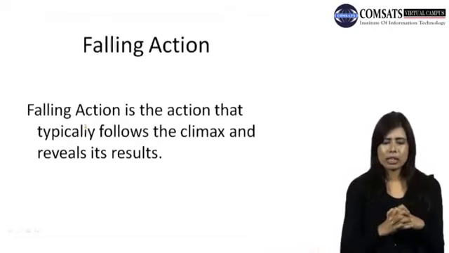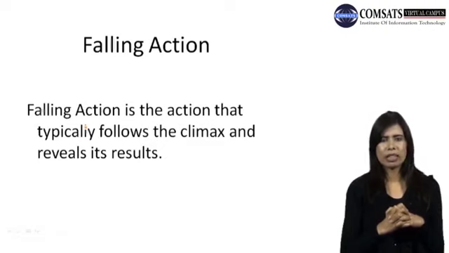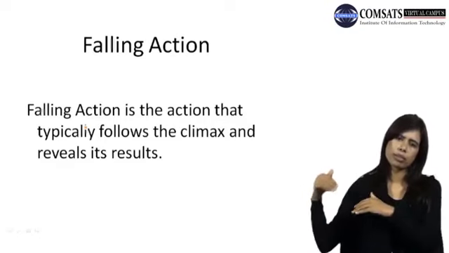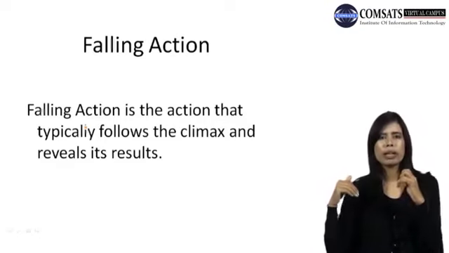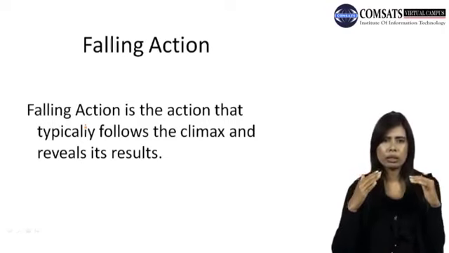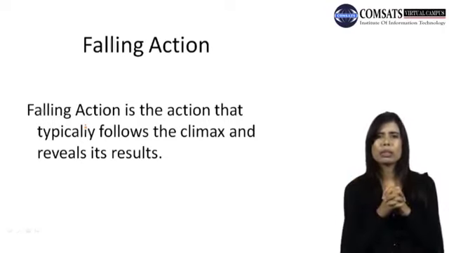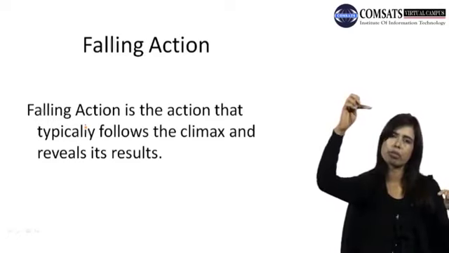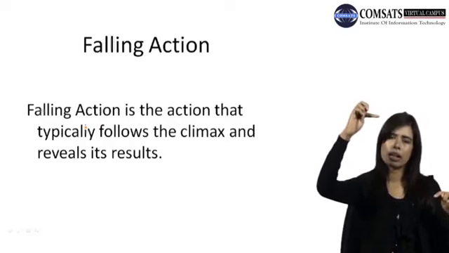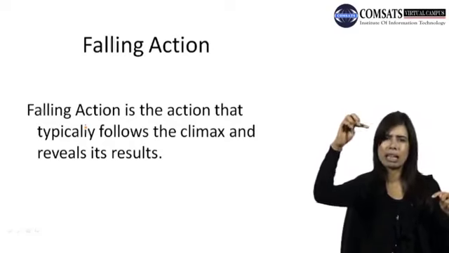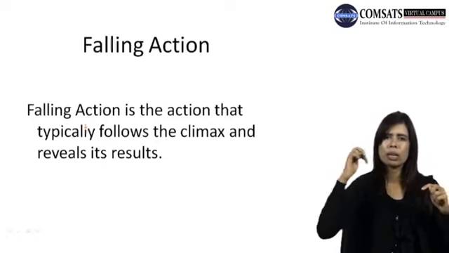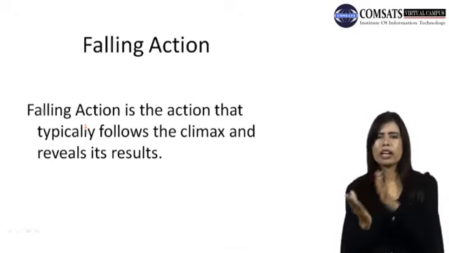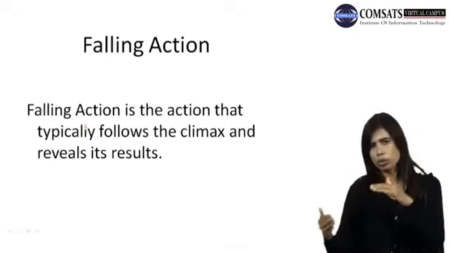Falling action is the action that typically follows the climax and reveals its result. So this falling action leads you towards the result or the end of the story, and it usually follows the climax. Previously, in the climax, the conflict is at the top and the higher level of emotional attachment is there, you have developed your reader's interest, and the reader tries to know what would happen next. Then the falling action comes and it leads you towards the end.